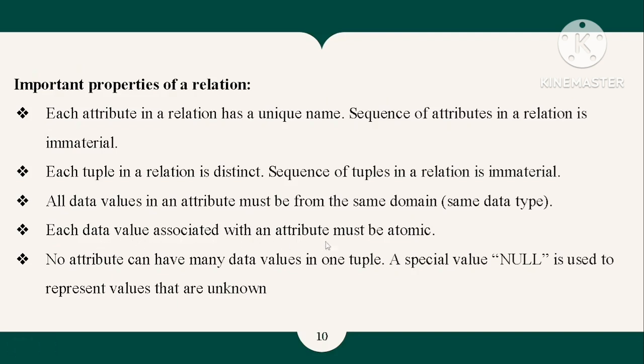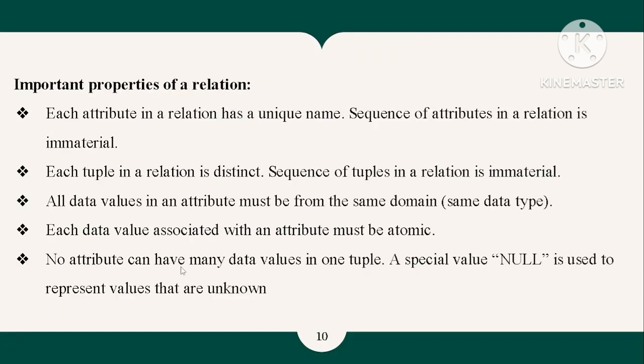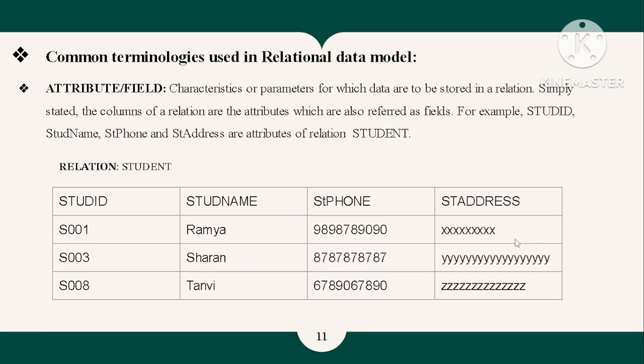Each data value should be atomic. Atomic means every data value should be single. You cannot have two students in the same box. No attribute can have many data values. So you can have the record of only one student in one row. And a special value called null is used for unknown values. Say for example, there is a student newly admitted. The address is still not sure. So I can leave it empty. Instead, I can put it as null. Null means unknown value as of now. I can fill it later.